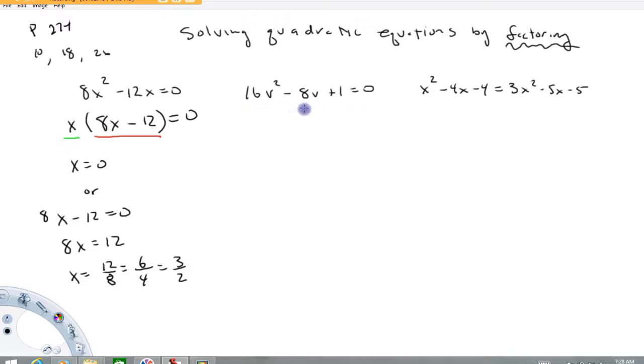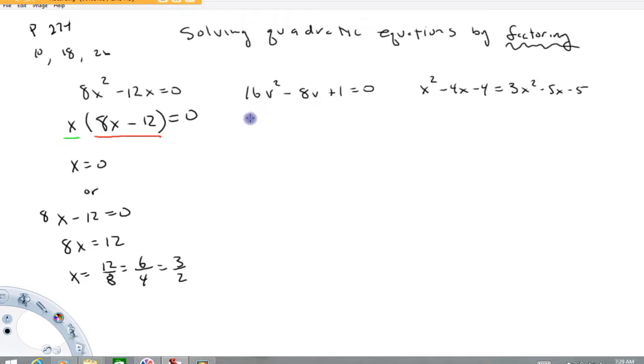16v squared minus 8v plus 1 equals 0. Again, recognizing that it's quadratic because of the v squared term, what we want to do is get a 0 on one side for solving them, and then we'll start working on this.